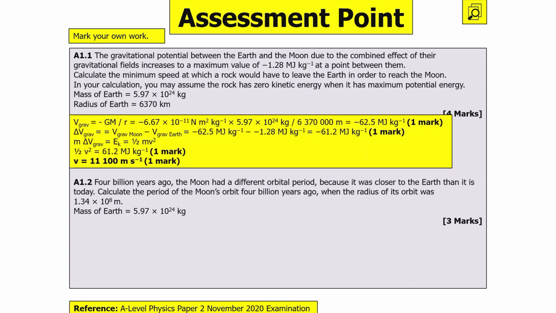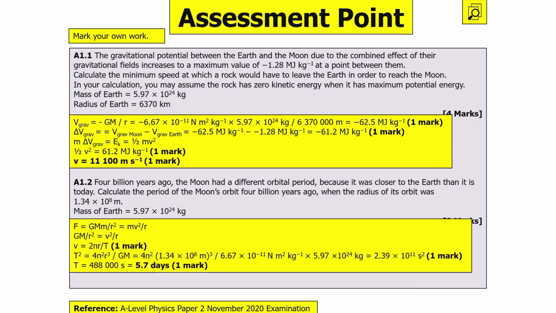Right, we know that V is equal to minus GM over r. So you pop in all the values, convert the kilometers into meters, and we get minus 62.5 megajoules per kilogram. The change in gravitational potential is the Moon's gravitational potential minus the Earth's gravitational potential. So we get minus 61.2 megajoules per kilogram. So we know m delta V is equal to the kinetic energy, or a half mv squared. So that tells us, by cancelling out the m's, a half v squared equals 61.2 megajoules per kilogram. So v equals 11,100 meters per second.